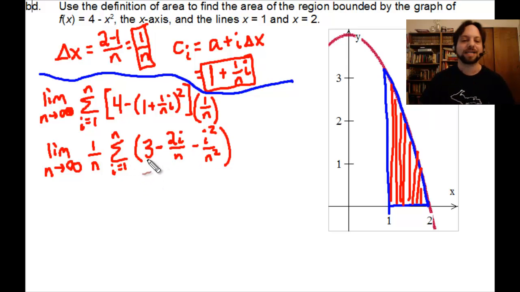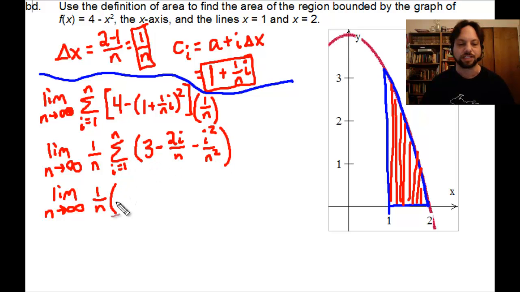Now, the next step is simply to use the summation formula on each one of these terms. And I'm actually going to skip a step here and leave that as an exercise to you. But if I do the summation formula for each of these, 3 is a constant. So that will turn into 3 times n. Then I have this minus 2i over n. Well, you know what i is.